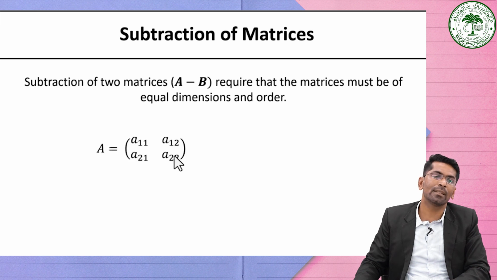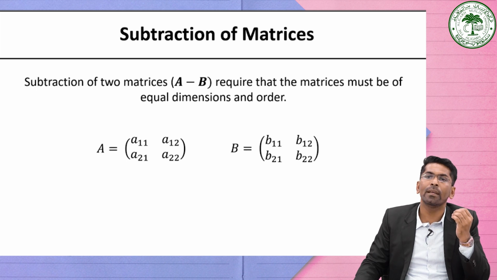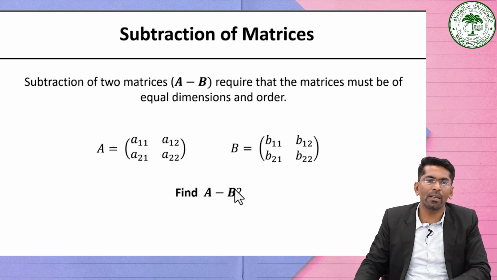For example, they have the same size. Matrix A is equal to A11, A12, A21, A22. Similarly, we have another matrix, matrix B is equal to B11, B12, B21, B22. So now we want to subtract matrix B from A. To subtract one matrix from another, we simply subtract the corresponding elements. Each element of one matrix is subtracted from the corresponding element in the other matrix. We want to find out here A minus B. So here we will subtract the element B11 from A11.